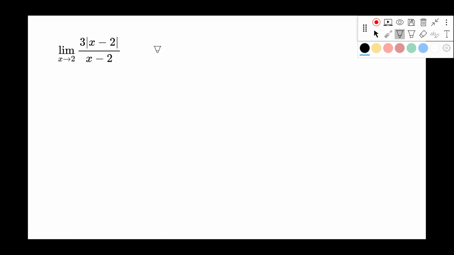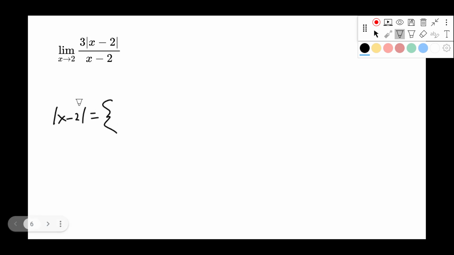Okay, so last one. Let's try to do a little bit of a variation. The limit as x approaches 2 of 3 times the absolute value of x minus 2 over x minus 2. So first things first, if I were to substitute 2 into the numerator, I'd get 0. And in the denominator, I'd also get 0. That's 0 over 0. That's indeterminate. So the question is, what would an Algebra 1 kid do? An Algebra 1 kid hopefully would recognize, hey, the absolute value of x minus 2 means something. It's a piecewise function.